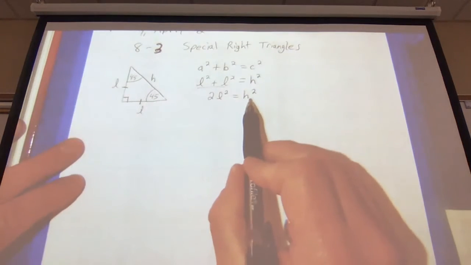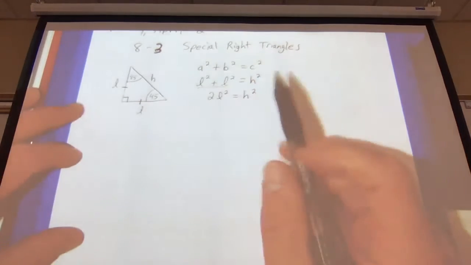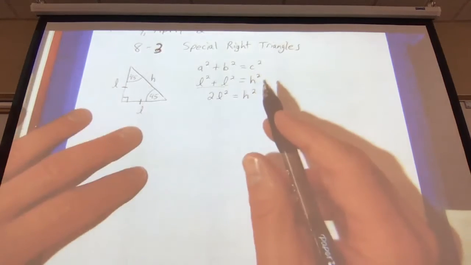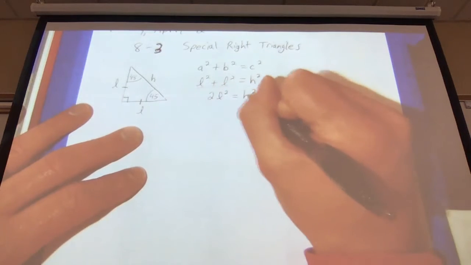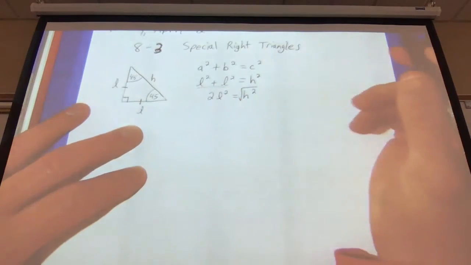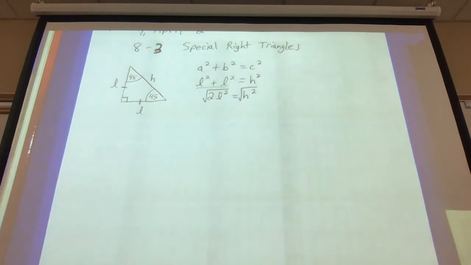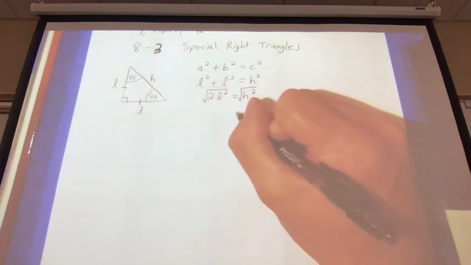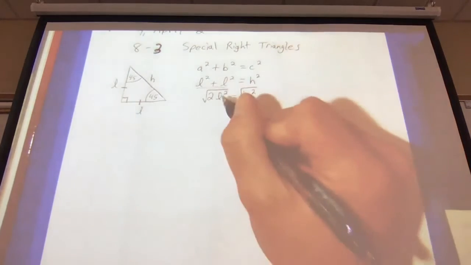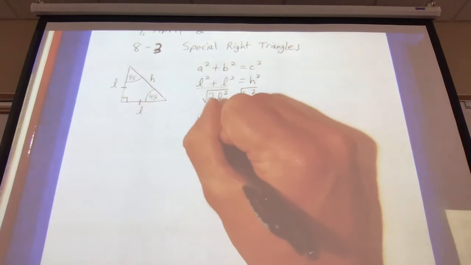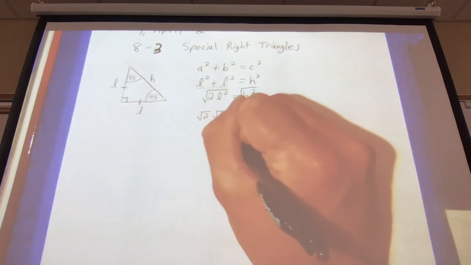And we're going to solve for h on this one. So if you remember back to section 2, if you had x squared equals something, you took the square root of both sides to solve for x. We're going to do the same thing here. Get h squared to be just h. We're going to take the square root of it. We're going to do that to both sides. The square root of h squared is h. And the square root of 2L squared, I'm going to rewrite this as the square root of 2 times the square root of L squared.